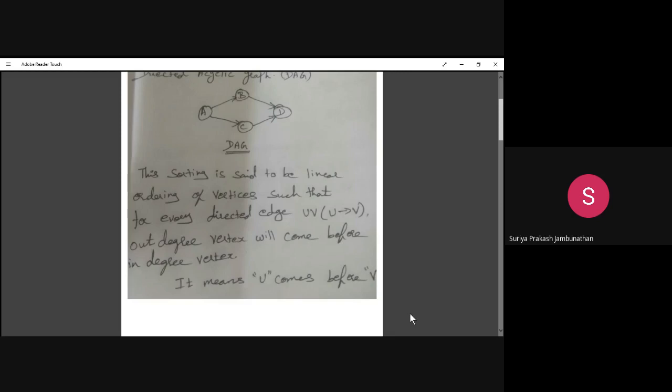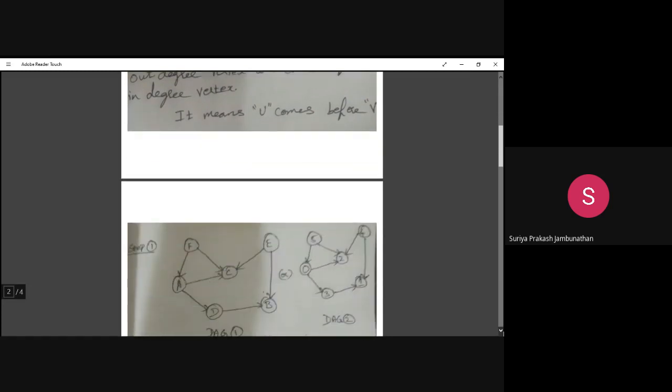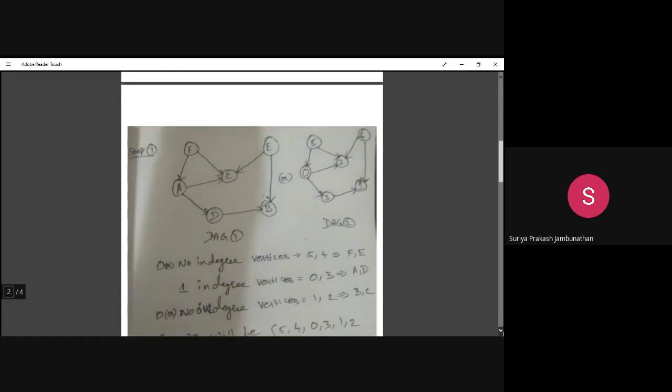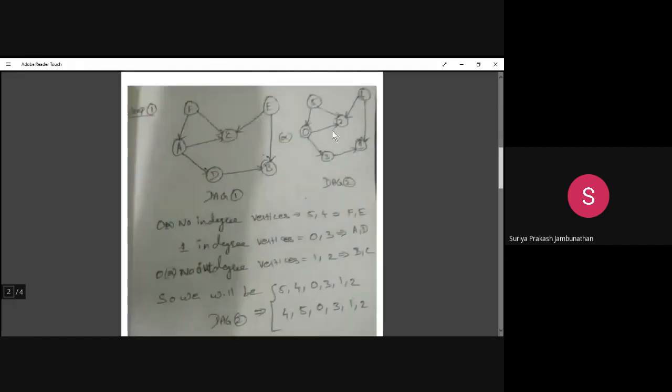Okay. So let's move further. We have two graphs here. You can see we have two graphs. Both graphs are the same graph only. For understanding purpose, I made two graphs. One graph represents the nodes in alphabets. The second graph represents the nodes in numbers. Both will give the same results only.